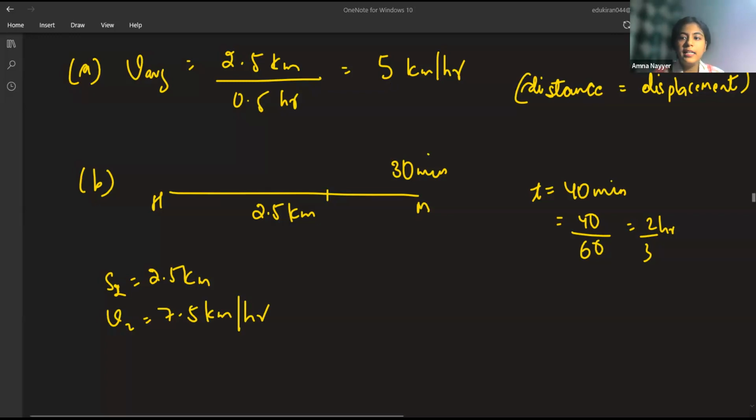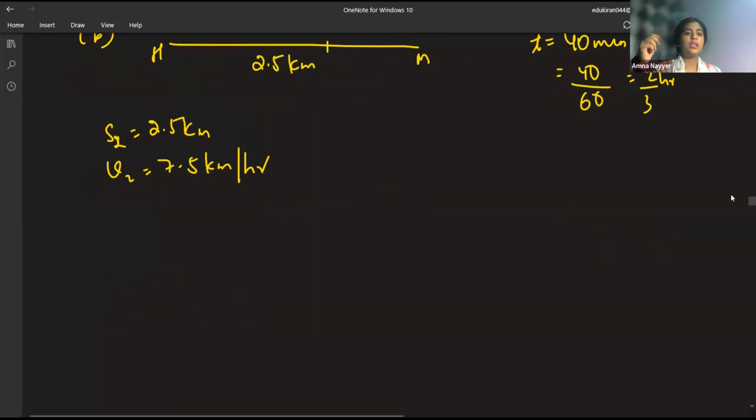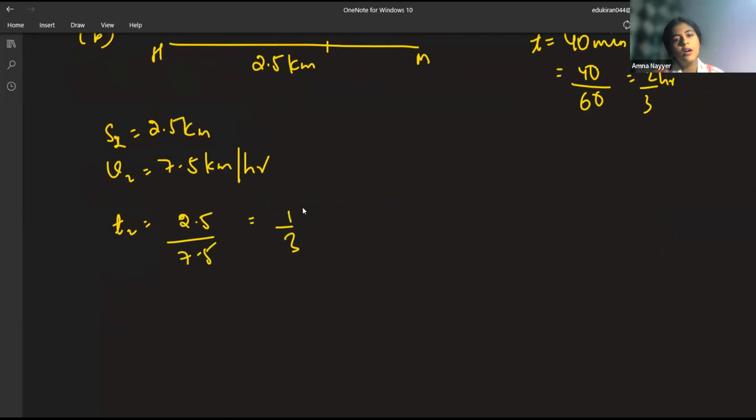Now, we are finding it out for the returning. What will be T2, when the person is going from market to home? This would be distance by speed again, 2.5 by 7.5, which is 1 by 3 of an hour, right? What is 1 by 3 of an hour? It means 20 minutes. 60 divided by 3 becomes 20 minutes.